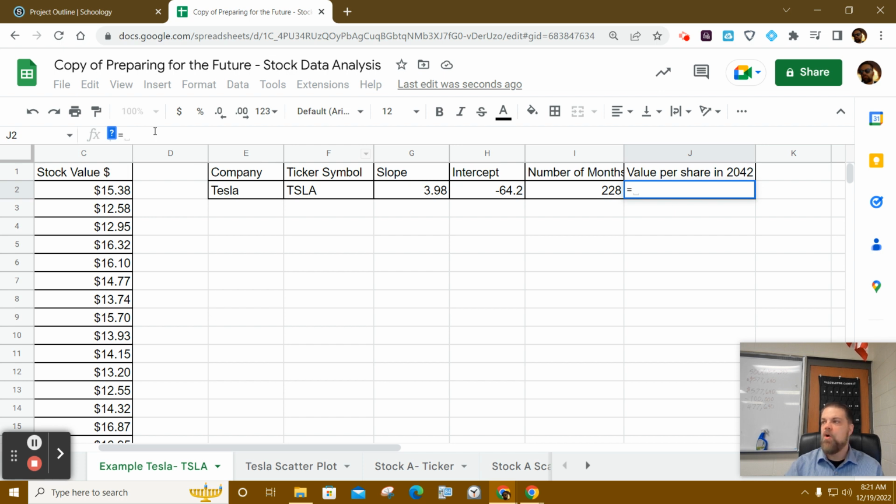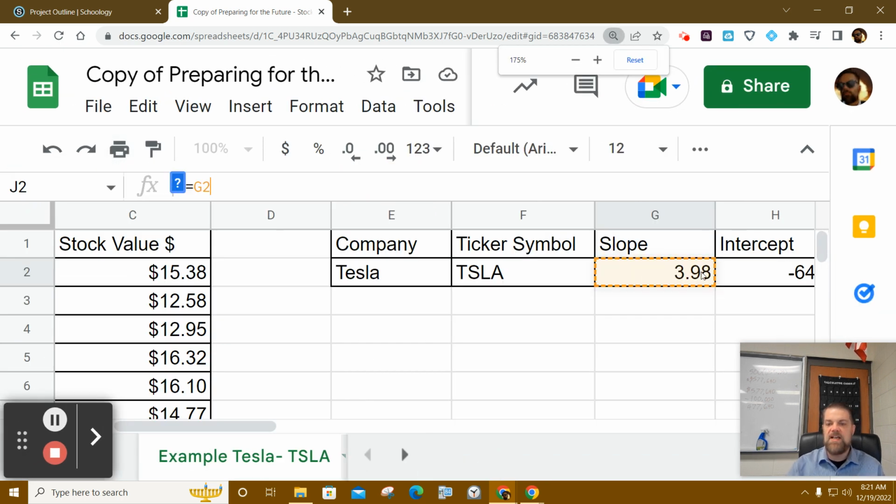Now, my slope is going to be multiplied by x. What's x? The number of months. So what is the slope, though? Where is that located on the spreadsheet? G2. Yeah, G2. I noticed some kids typed it in different spots, but if I don't know where it is, I could just click on it. And when I click on it, notice over here, and let me zoom in a little bit so you guys could see it, it says equals G2.